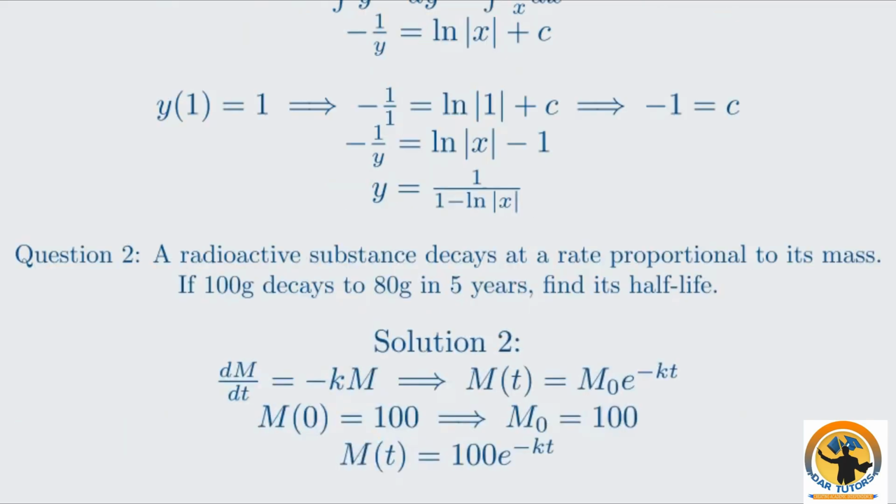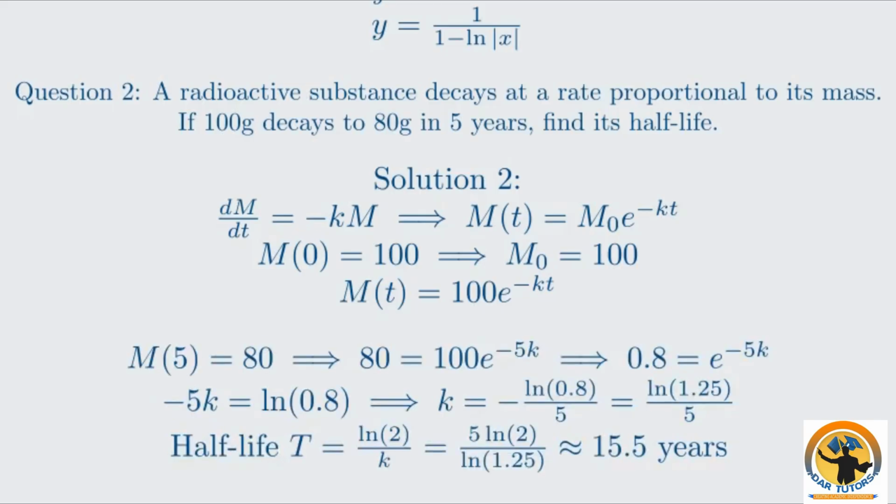The differential equation is dm/dt equals negative km. The solution is m of t equals m naught e to the power of negative kt. Using the initial condition m of 0 equals 100, we find m naught is 100. Using the second condition m of 5 equals 80, we find the decay constant k is 1/5 ln of 125. The half-life is ln of 2 divided by k, which is approximately 15.5 years.